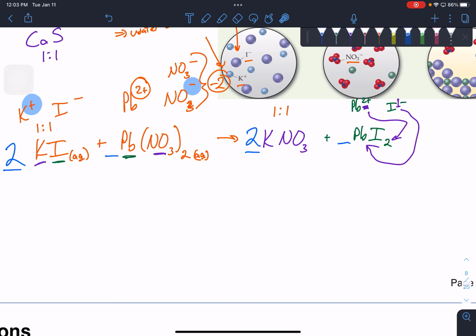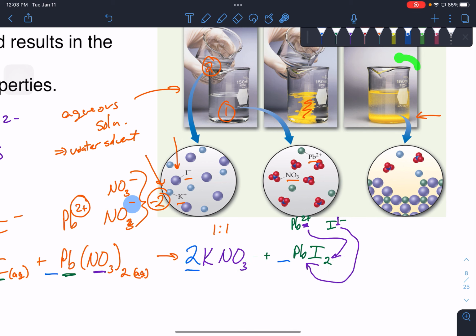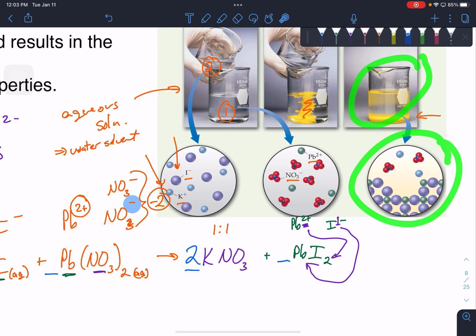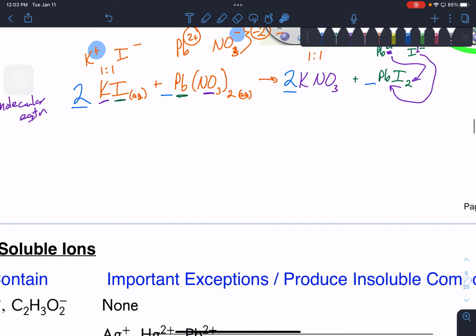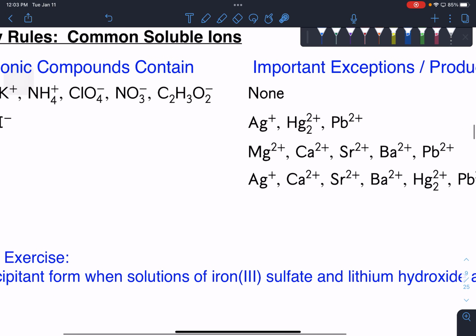Now, as it turns out, I'm still not done with this. It's balanced, the formulas are fine, but notice I don't have subscripts for the products there. And so what I have to do in this example, since I see that a solid is forming, I have to identify which one of these is a solid and which one is actually floating around in solution. I can look at that if I want to. Usually you don't have that information. Instead, you have something called a solubility table.